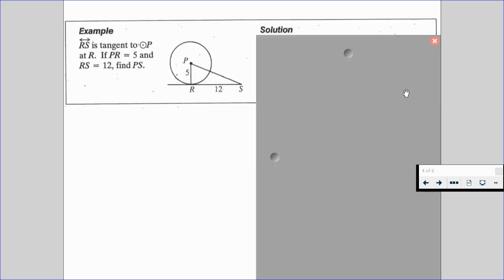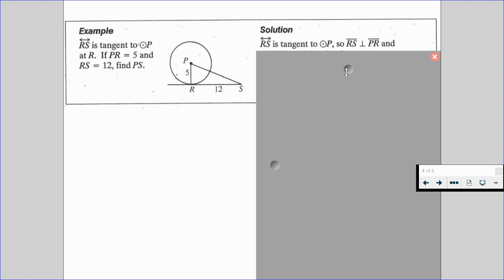Here's an example. If line RS is tangent to circle P at point R, we are given that PR has length 5, and RS has length 12. We are asked to find the length of PS. Looking at this, we know that segment PR and segment RS are going to be perpendicular. So we have a right triangle, and we can use the Pythagorean theorem.